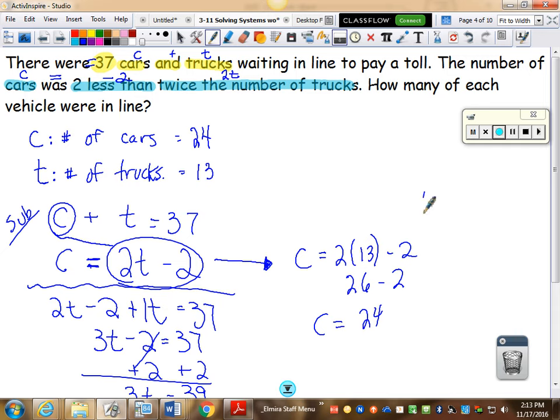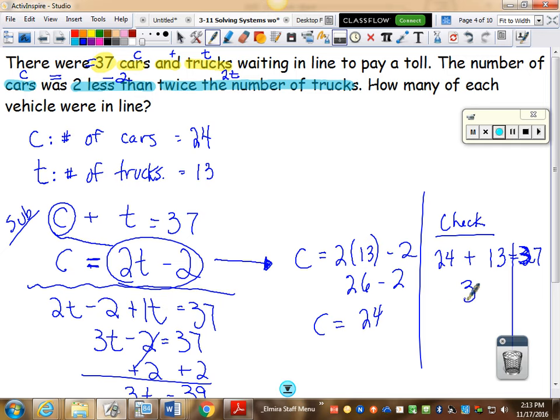And you can check that. The number of cars, 24, plus the number of trucks, 13. I want to know if that's equal to 37. 24 plus 13 does equal 37, so I did it correctly.